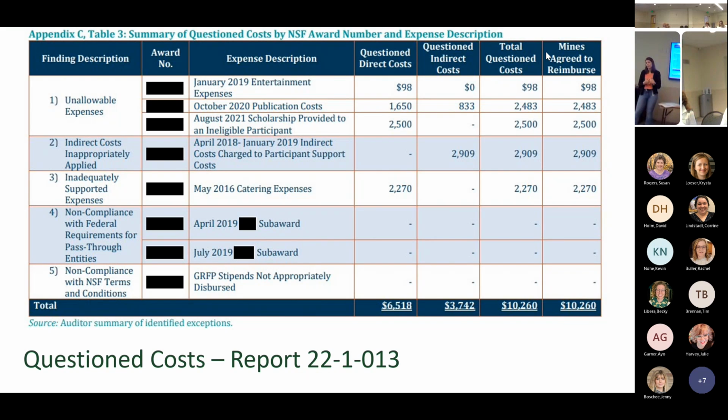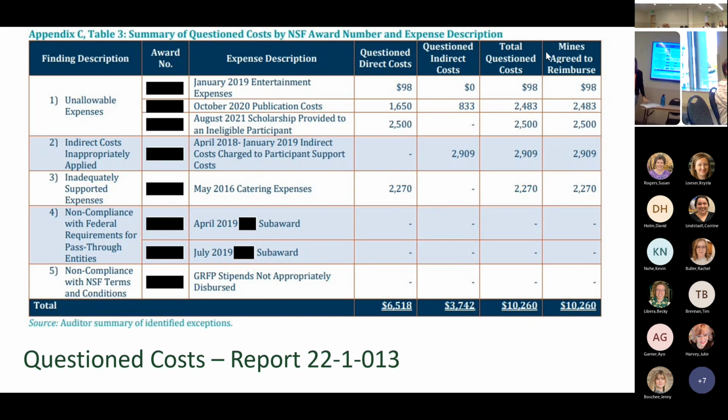We are federally obligated on any pass-through money that we do. We have to do this risk assessment and determine kind of what we need to feel compliant and comfortable with issuing a subaward. And because it was part of their process and they didn't do it, they have a finding on that.